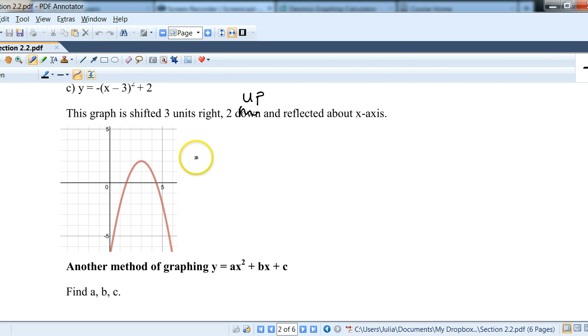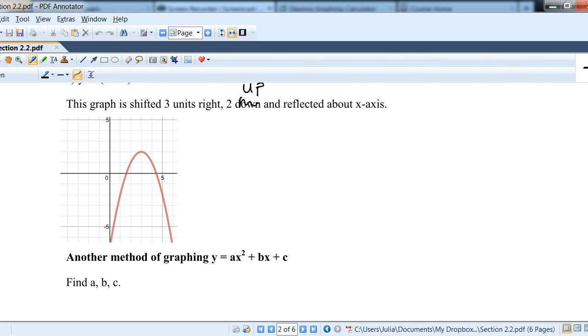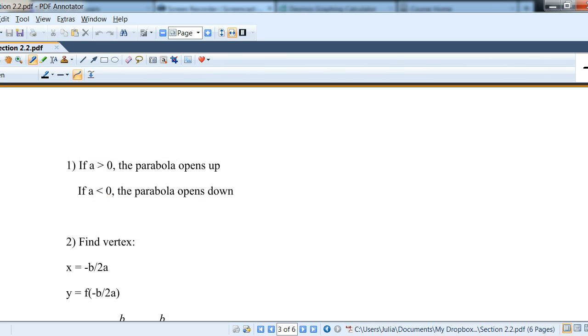Now, this works with shifts, but of course, your general parabola is usually going to look like this, y equals ax squared plus bx plus c. And to put it in that vertex form, we can do completing the square, which sometimes can get quite involved, especially if your a is not 1. So let's talk about a different method to graph. I usually like to put it in 5 steps. For example, you've got to find a, b, and c first. Well, if a is positive, it's the same kind of idea. The parabola opens up. If a is negative, it opens down.